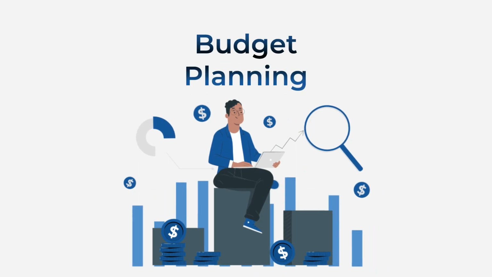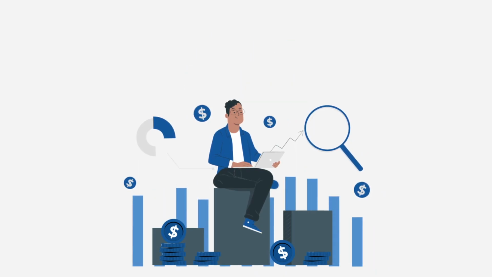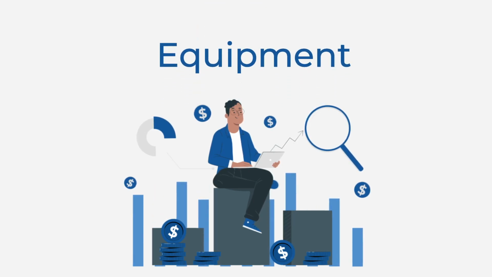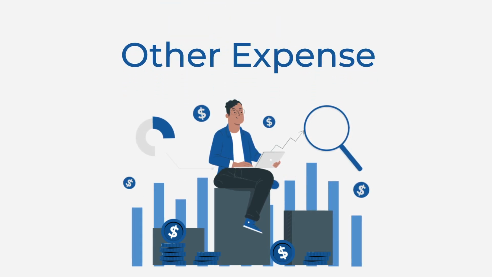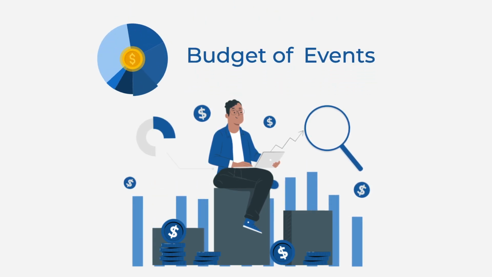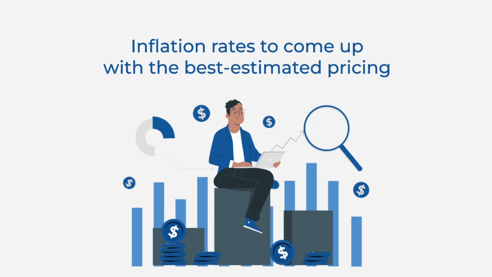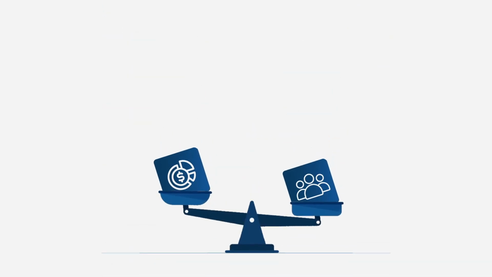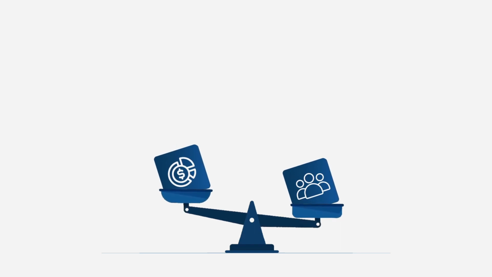Once done, you need to start budget planning. It should accommodate all the rent and charges for the venue, food, equipment, invitations, and every other expense. So make sure you check the budgets of recent events, vendors, and inflation rates to come up with the best estimated pricing.